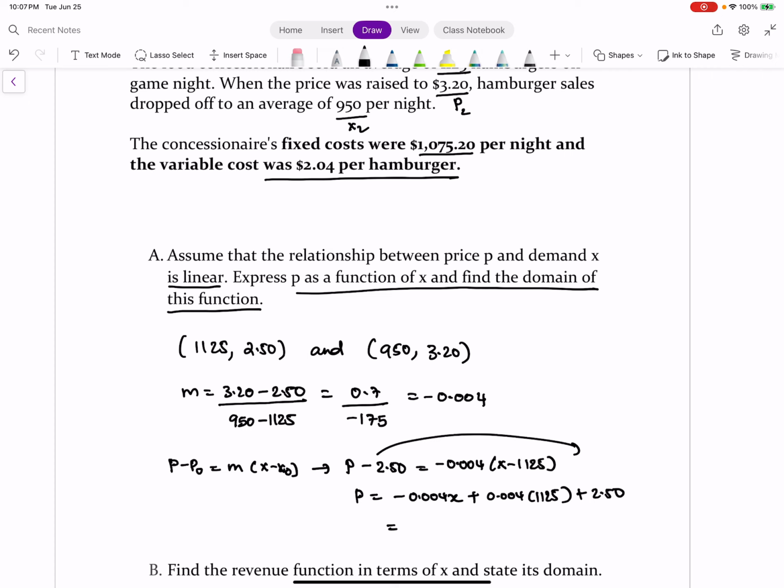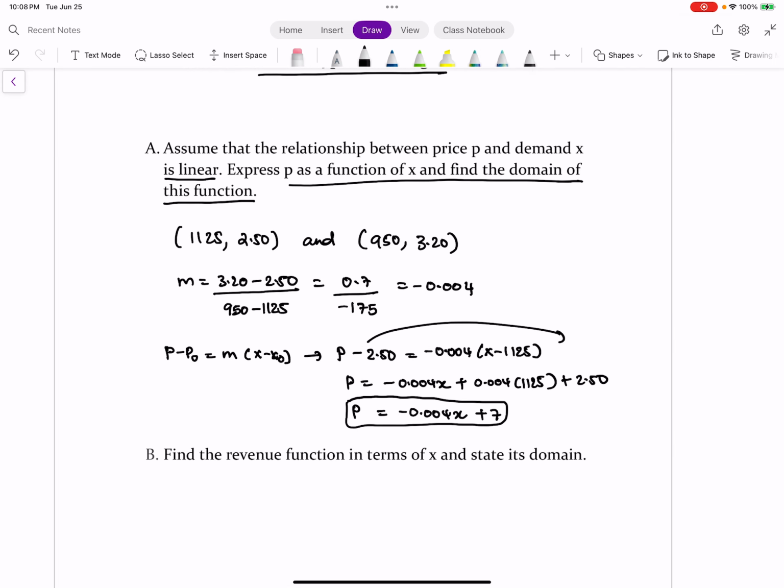Use your calculator and it becomes negative 0.004x plus 7. That is the price. Now, it is stated to find the domain, right? Domain, look at this one. X is max when P is 0, right? So that means 0 is equal to negative 0.004x plus 7.